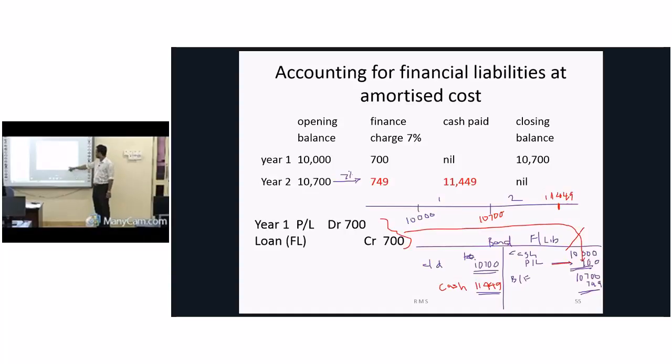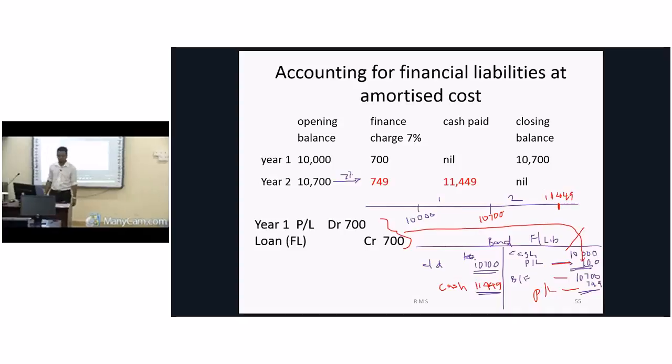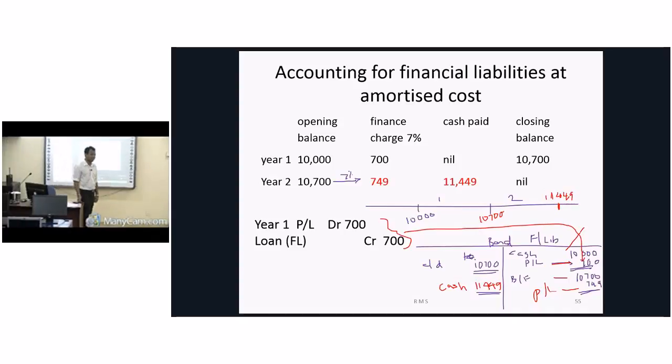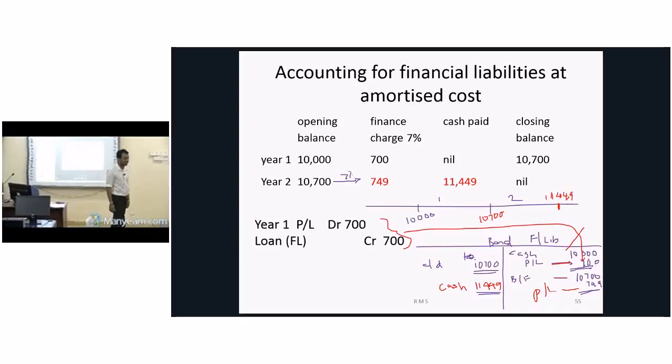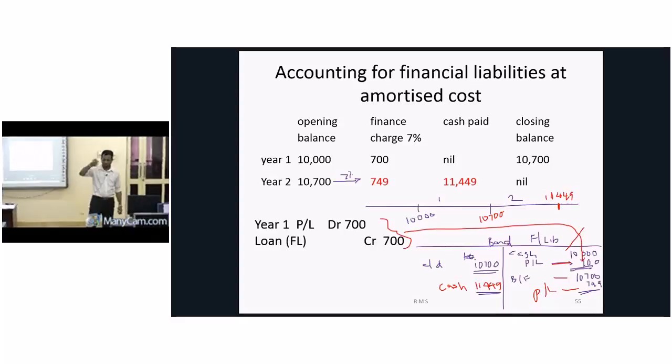Second year balance at the beginning will be 10,700. On that you will add interest, 749, which again goes to profit and loss account, right? And finally you pay cash, 11,449. So that's it. Simple work. That's how you account for a loan. It is paid at the end of the period. Understand? You pay everything. You get a loan.